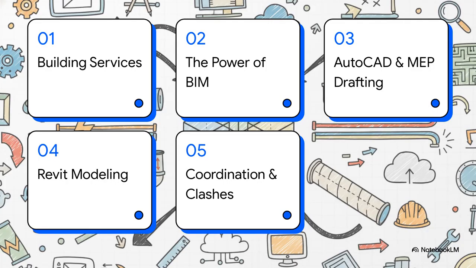To get you industry ready, here is our syllabus for today's bootcamp. We're going to build our knowledge step by step. 1. Building services fundamentals. 2. The power of BIM. 3. AutoCAD and MEP drafting. 4. Revit modeling and design. And finally, 5. Coordination and clash detection. Let's get right to it.